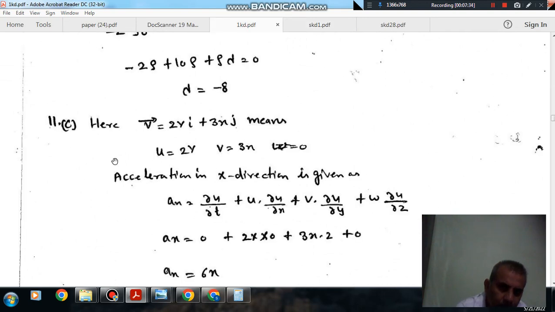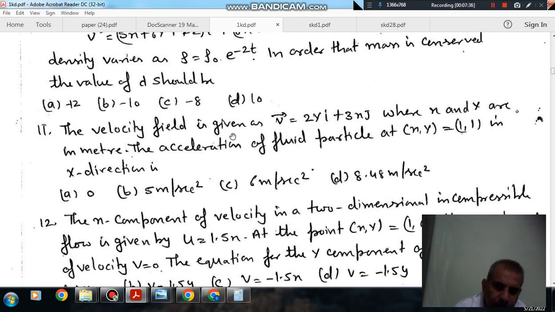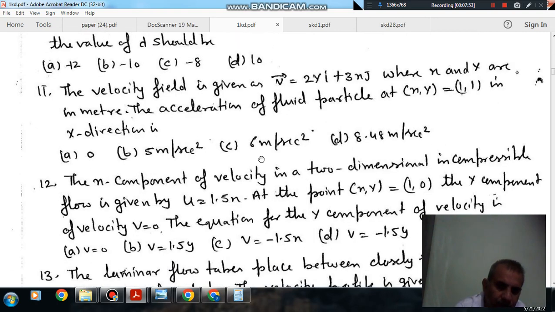Next, the velocity field is given as V vector is equal to 2y i + 3x j, where x and y are in meters. The acceleration of a fluid particle at x comma y equal to 1 comma 1 in the x direction: option A 0, option B 5 meter per second square, option C 6 meter per second square, option D 8.48 meter per second square.